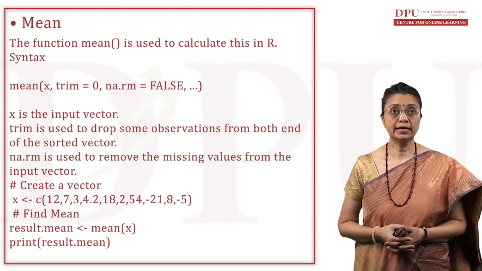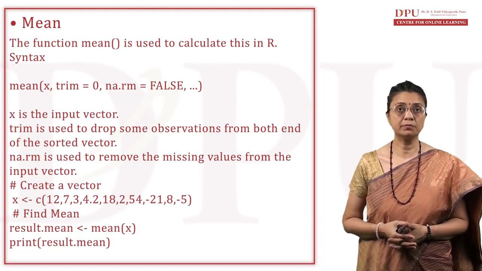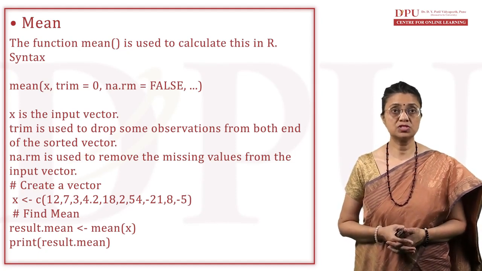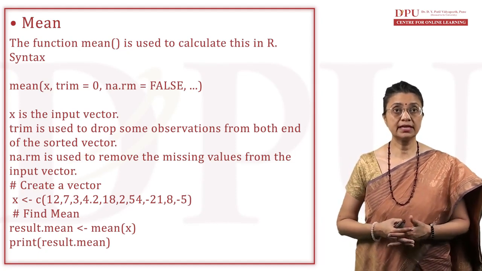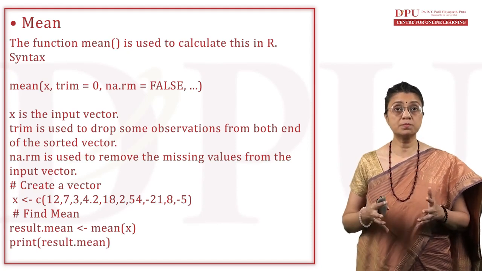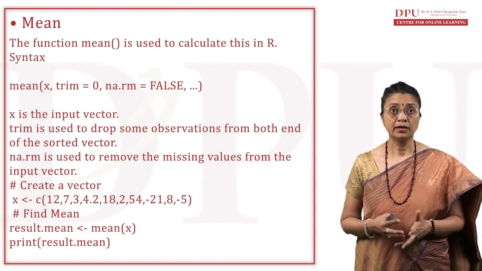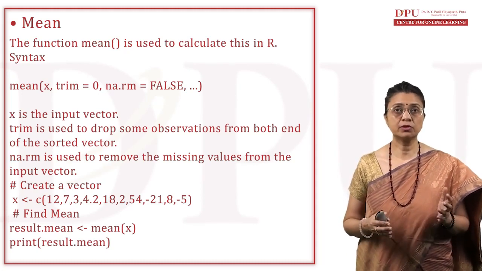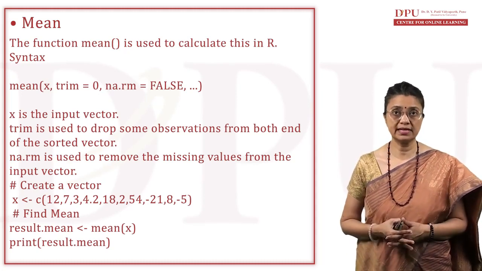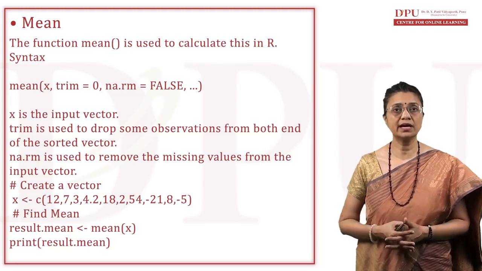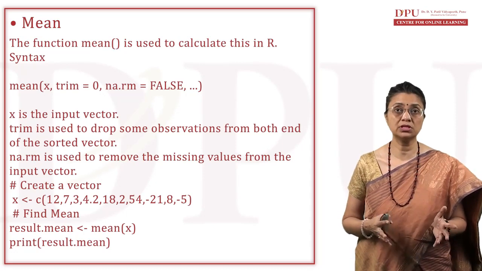Here you can see that the mean function has three main parameters. The first one is X, which is the input vector. The second one is trim, which is used to drop some observations from both the ends of the sorted vector. When I say trim, it means that from the left-hand side or from the right-hand side, I can drop certain values. Why am I dropping?